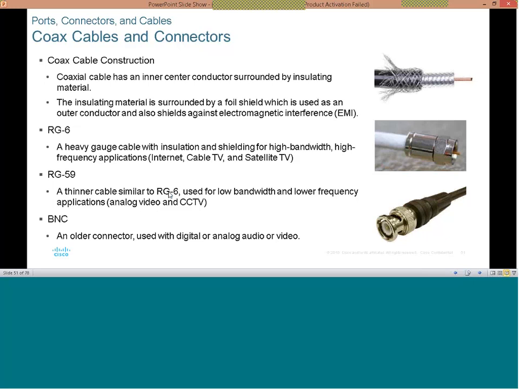The BNC is an older connector used for digital and analog audio and video devices. You can see that here. It's actually a legacy kind of connector.